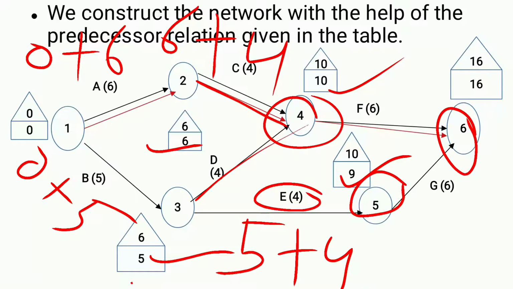In the same way now we will calculate the earliest time for 6 from 4 and 5 also. First let us calculate from 4. 10 plus 6, 16. And in the same way from 5, 9 plus 6, 15. 15 is less than 16. So here we are taking 16 as earliest time. This is the procedure how we find out the earliest time.